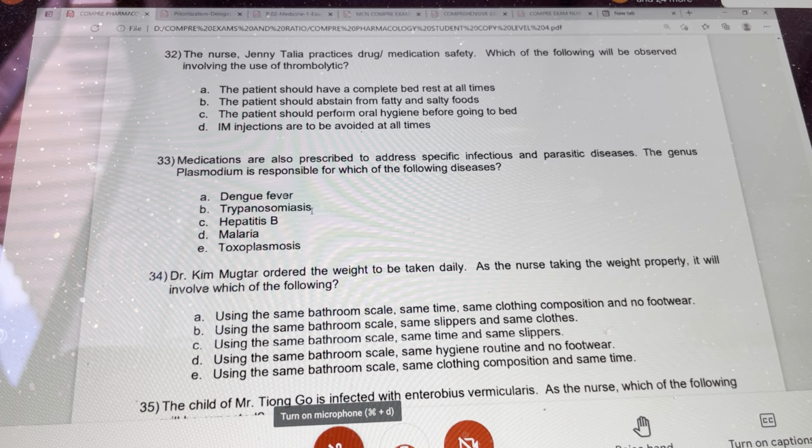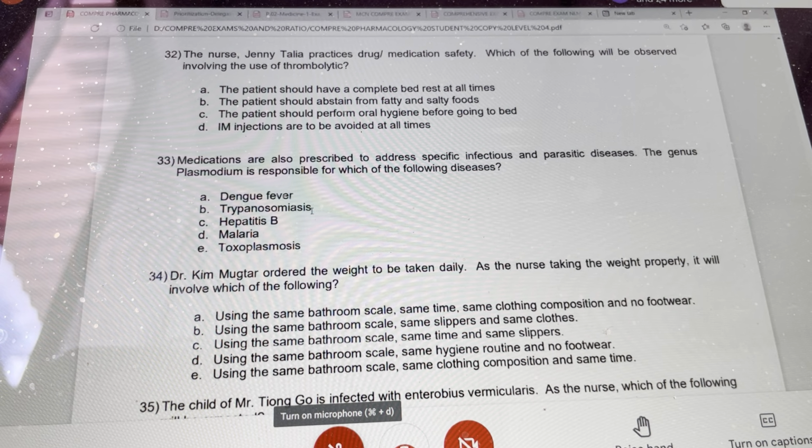Trypanosomiasis. This is your African sleeping sickness. Okay? Trypanosoma gambiense and Trypanosoma rhodesiense are the causative agents for trypanosomiasis. Okay? So this is your African sleeping sickness.